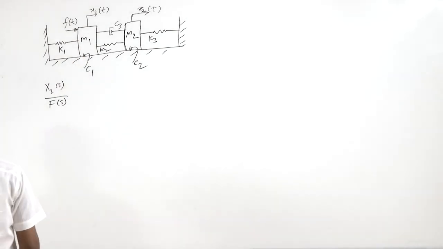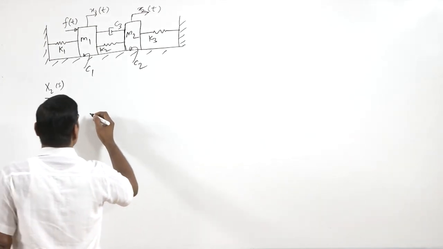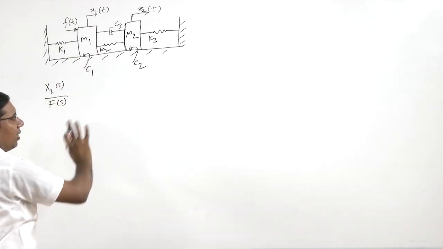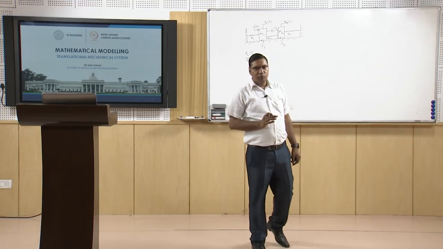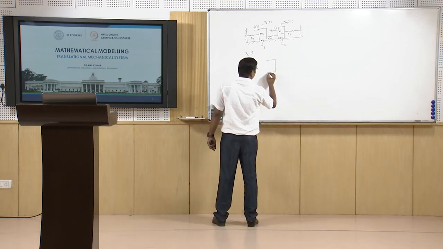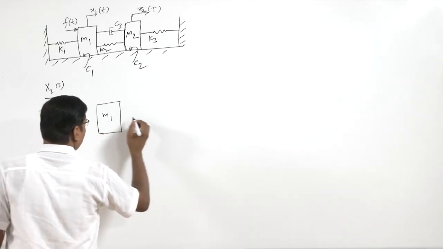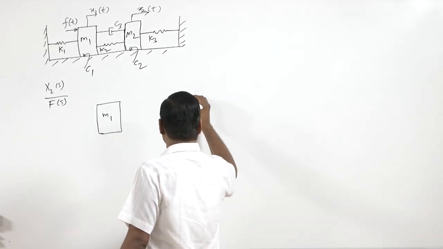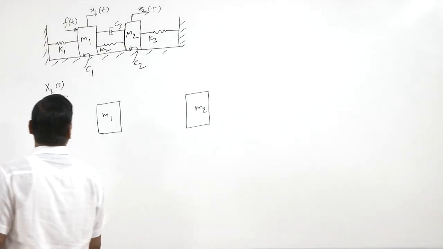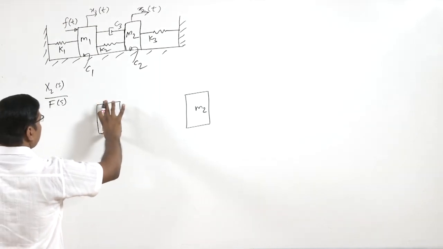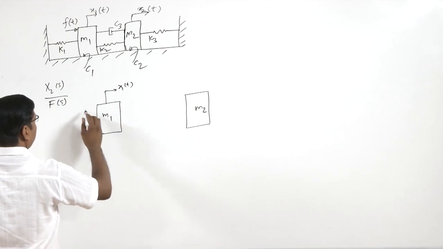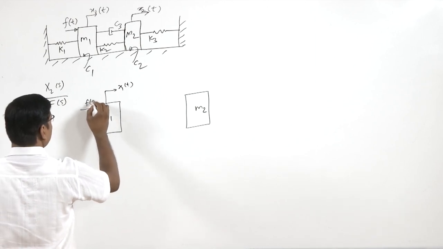So let's write first the differential equation. We make the free body diagram for both the systems. So here M1 and here is M2. Now let's say this is x1(t), and here is a force F(t) applied on this system.